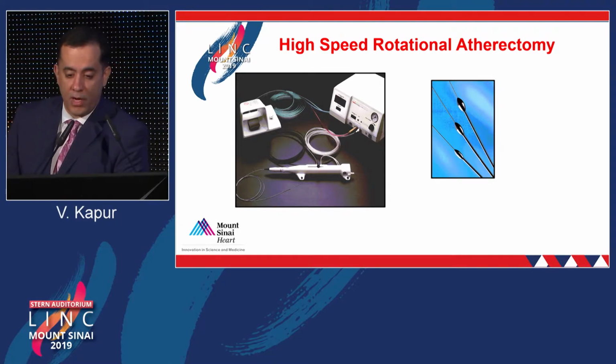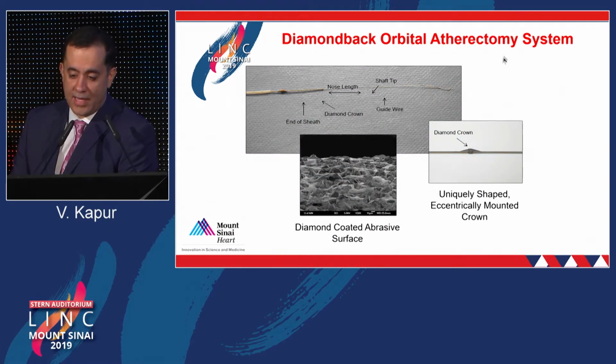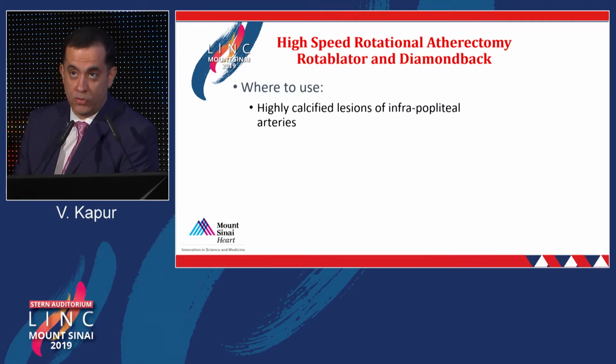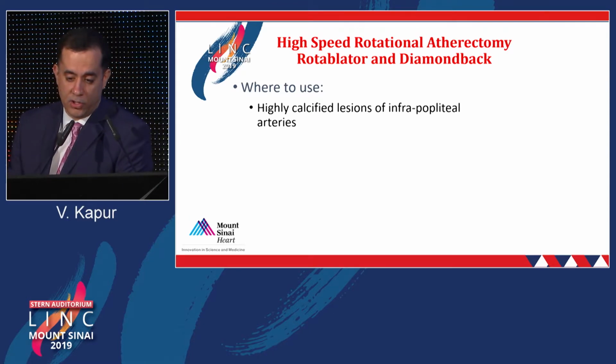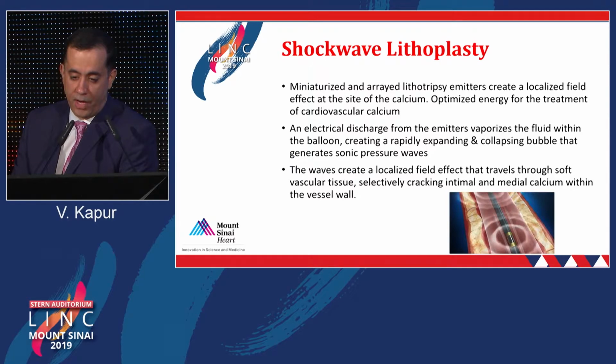The other one, which is more commonly used nowadays, is rotational atherectomy, the CSI-manufactured Diamondback. It has a diamond crown, and instead of going over the wire, it spins around the vessel, giving you an eccentric cut and increasing the luminal gain. The advantage is that for people who do pedal access interventions, you can use a smaller sheath, like a 5 French sheath, and smaller devices. You don't need a larger sheath. It's highly useful in calcified lesions, infrapopliteal and above the popliteal as well. But there is always a risk of perforation and distal embolization.